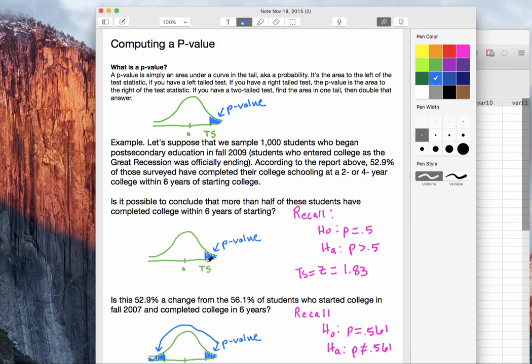So here's a picture of what we're trying to do. Here's our test statistic. We found that. And we're trying to then find the area in the tail. I know that I have a right tail test, I have that word "more," so that's a right tail test. And I want to find how much area is above 1.83. Now I could use our statistics book and go to the Z table, look up 1.83, make sure to find the area in the right tail, but I'm going to use StatCrunch instead.